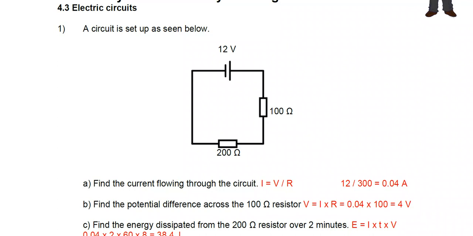Well, the current's going to be the same everywhere in the circuit. So the resistance times the current is going to give us the voltage. So 0.04 times 100 is 4 volts.